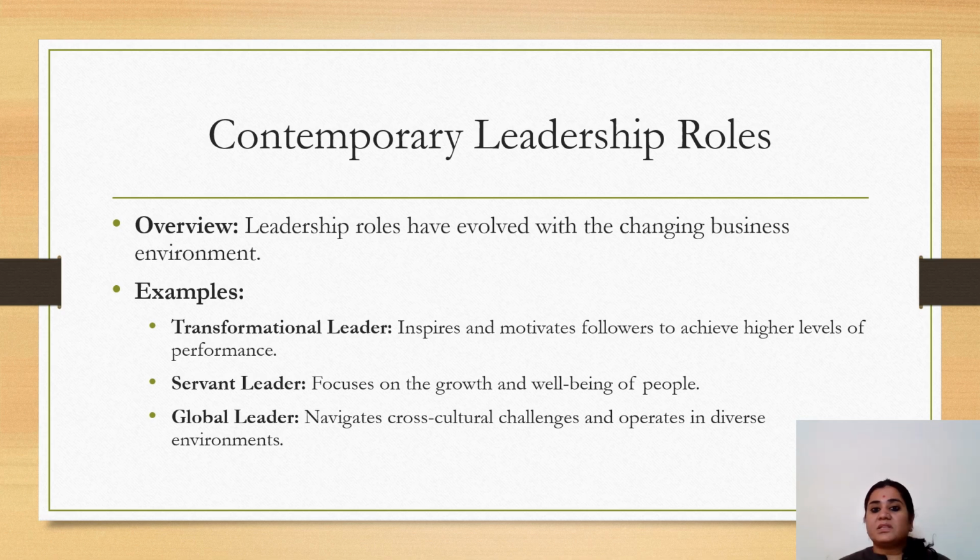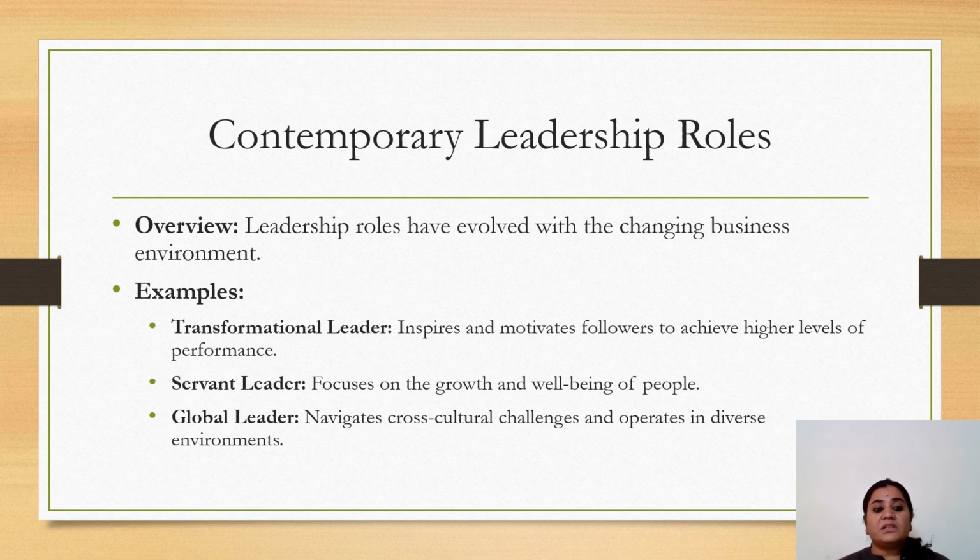Now we will discuss the contemporary leadership roles. Leaders' roles have evolved, reflecting change in the workplace, cultural and global environment. For example, transformational leaders. Transformational leaders inspire and motivate followers to achieve higher levels. How do they achieve higher performance? By fostering a vision of growth and innovation.